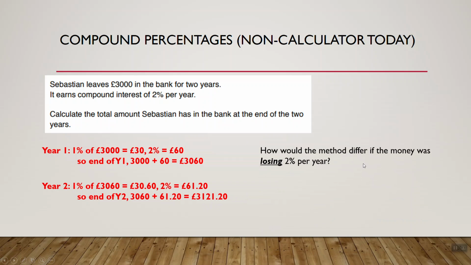How would the method differ if the money was losing 2% per year? Well, we would work out the 2% in the same way, so we'd work it out as £60, but rather than adding it onto the 3,000, we'd take it off. So moving into the second year then, you would have £2,940 and repeat the process again. So read the question carefully. It's a grade B question, so it'll be in the second half of the paper. Is it an increase or a decrease?